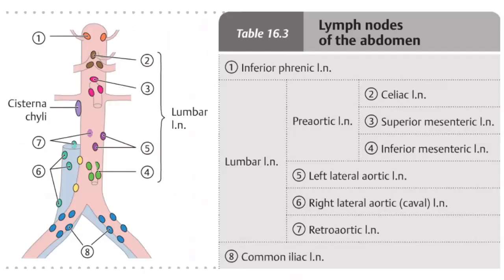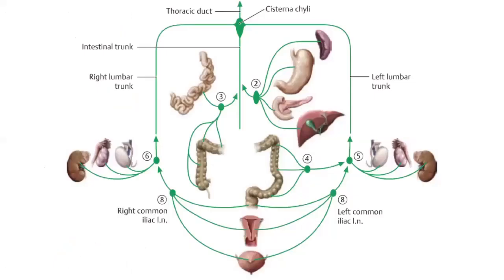Go through this diagram. You see, this is the cisterna chyli, right? Different lymph nodes: celiac, superior mesenteric. This is the celiac. Inferior phrenic. Superior mesenteric is the third. Fourth one is inferior mesenteric, like that. So this is the lymphatic drainage of the posterior abdominal wall, right?